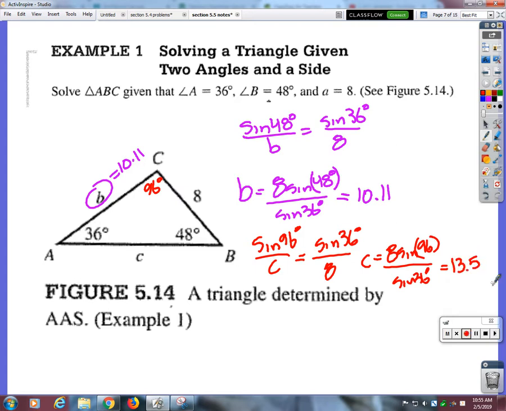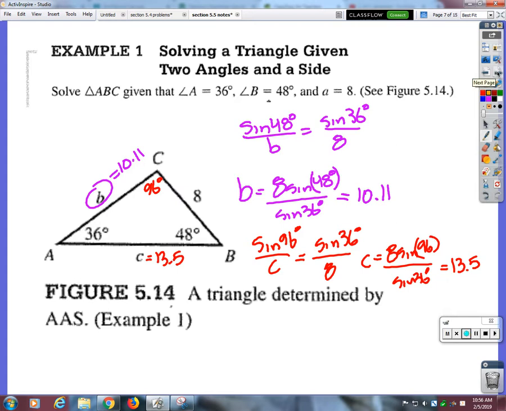All right, so we have solved this triangle because we have found all the missing pieces. We found angle C, we found side C, and we found side B. Okay? Do you love it or do you love it? It's way easier, right? Just a simple ratio. I like it. I love it.